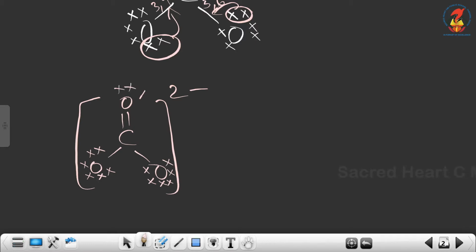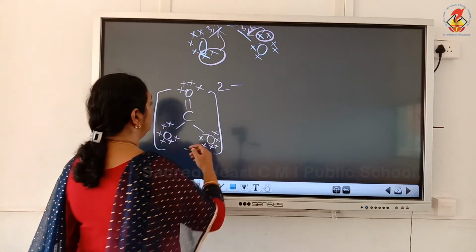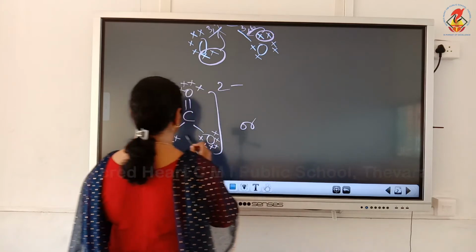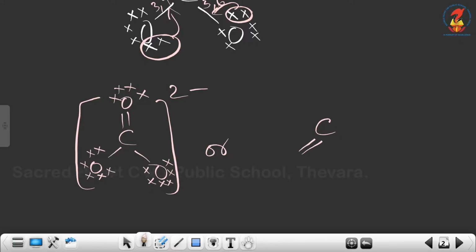1, 2, 3, 4, 5, 6, 7, 8. So this is one possible Lewis structure. What is the next possible Lewis structure? The double bond can be here. Then it will be a single bond here, single bond here.